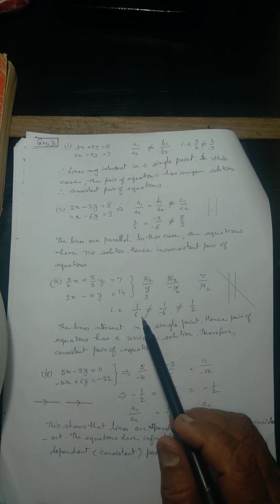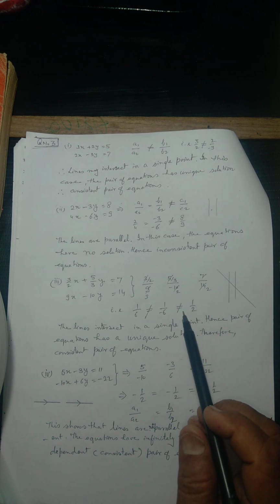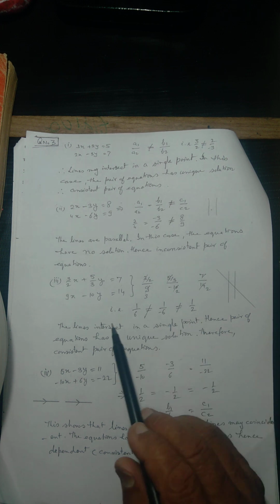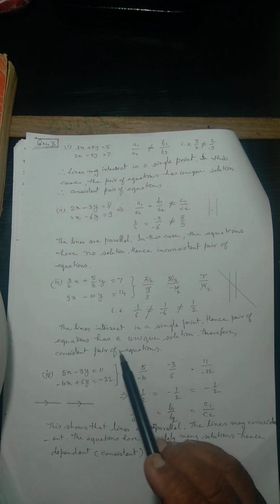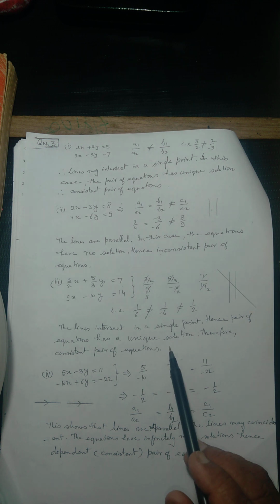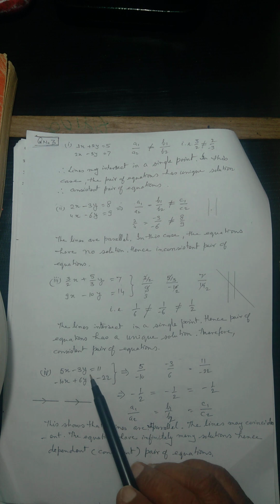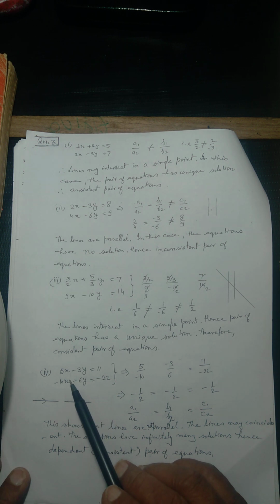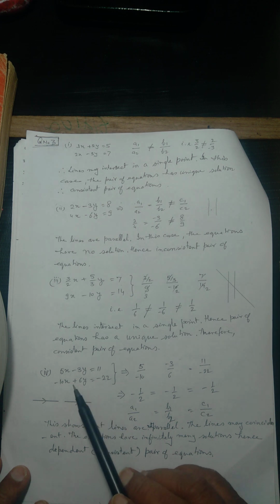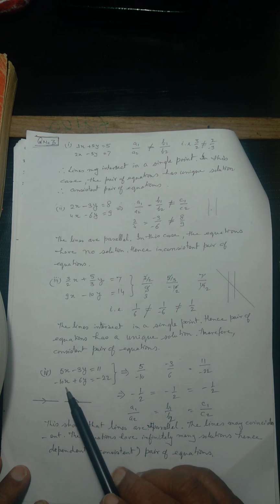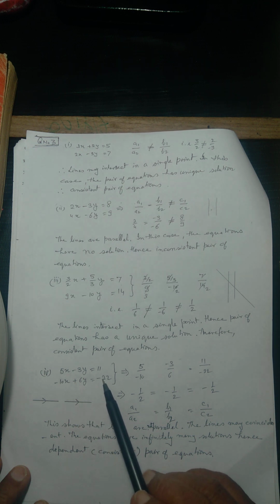Here you see that 1 by 6 is not equal to minus 1 by 6, and it is also not equal to c1 by c2. The lines intersect in a single point, hence the pair of equations has a unique solution. Therefore, consistent pair of equations. Now come to the fourth part. 5x minus 3y equal to 11 and minus 10x plus 6y equal to minus 22.